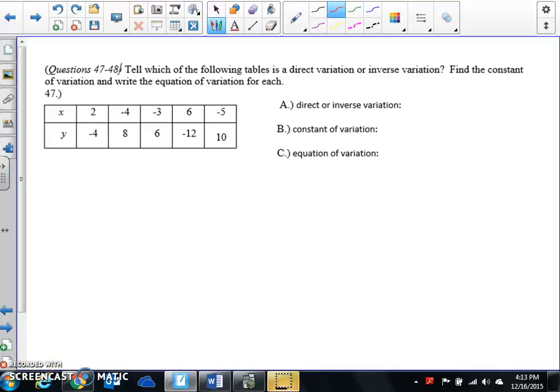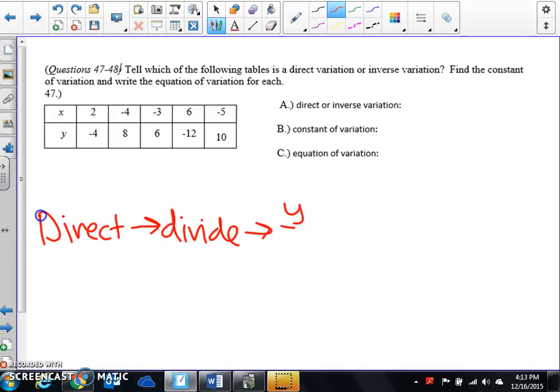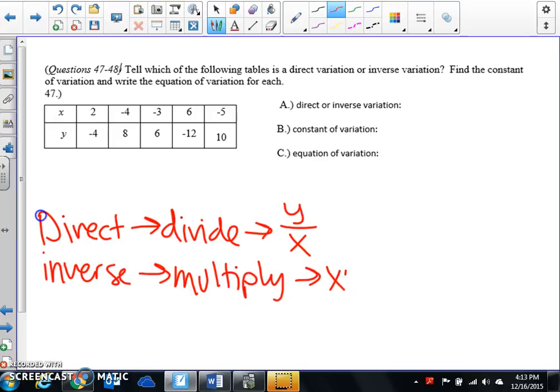All right, and this is the last one. Tell which of the following tables is direct, inverse, and all this other good stuff. So in general, direct, we divide. That's going to be y over x. Inverse, we multiply, and that is x times y, right?